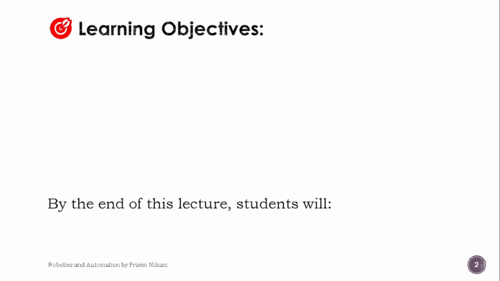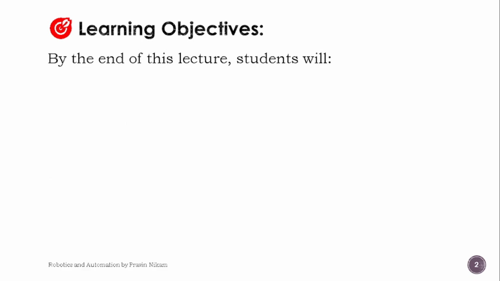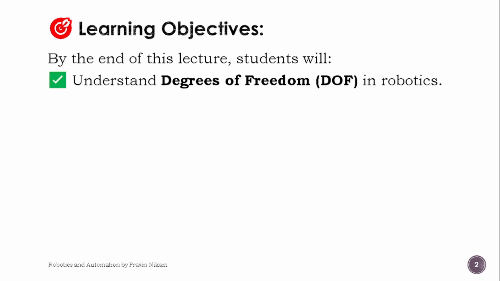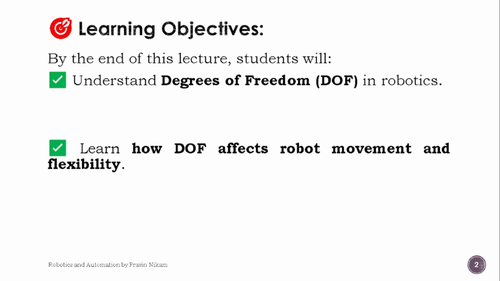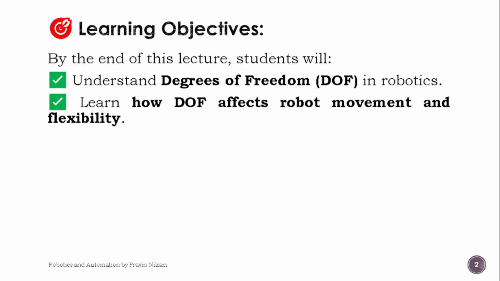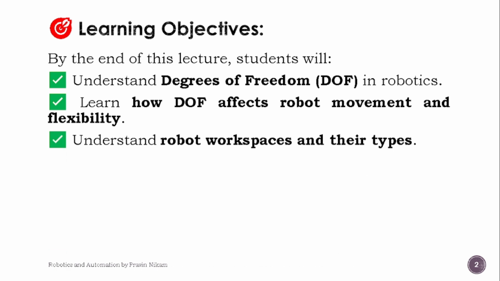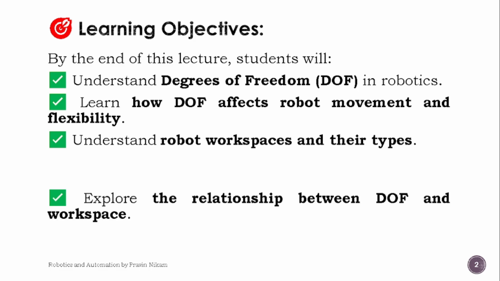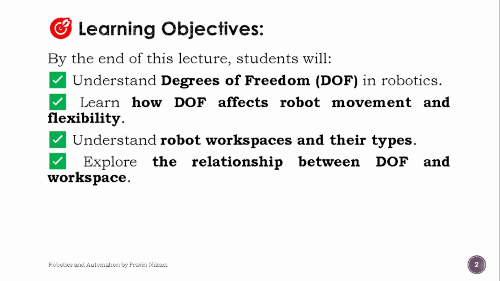Learning objectives are: by the end of this lecture, students will understand degrees of freedom in robotics, learn how degree of freedom affects robot movement and flexibility, understand robot workspaces and their types, and explore the relationship between degrees of freedom and workspaces.